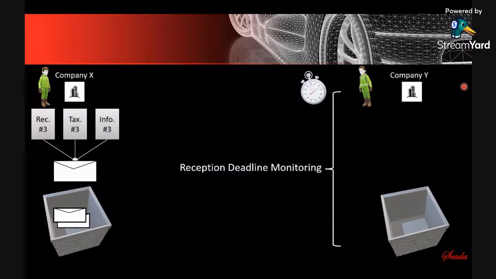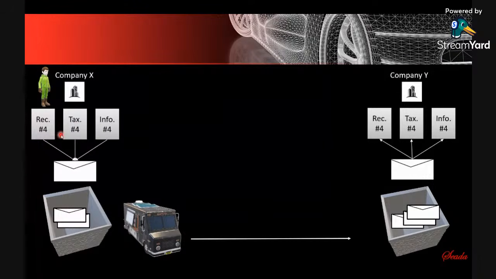Okay, and from this point of view, in the fourth week, we are excited about what's happening there. The employee from company X prepared document number 4, prepared everything, and put it in the letter. And here the post car comes. But somehow the things from the third week were lost and didn't reach company Y. So company Y just received receipt number 4, tax number 4, and information about the product number 4 for the fourth payment. The employee saw this and asked, okay, where's number 3? I didn't receive number 3.